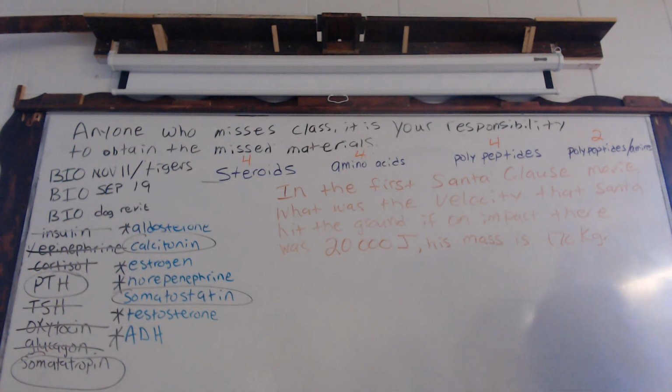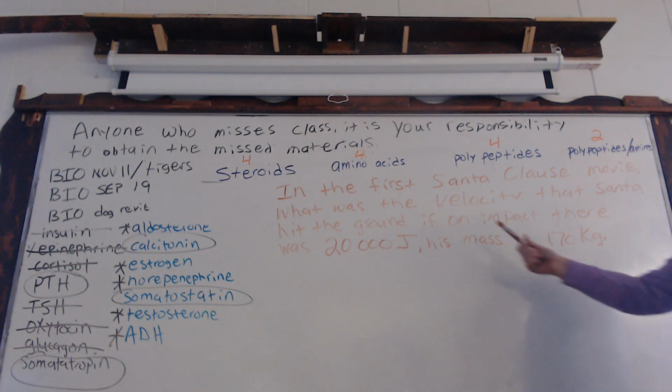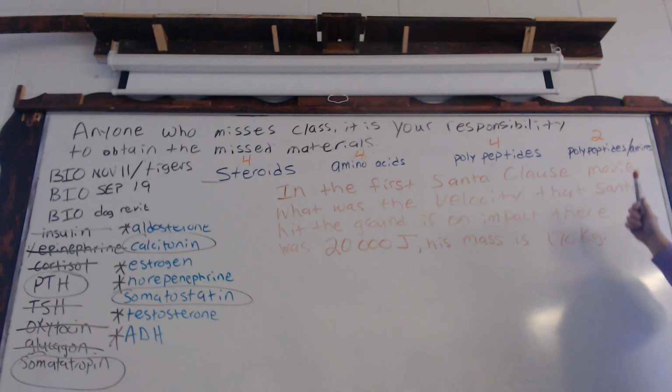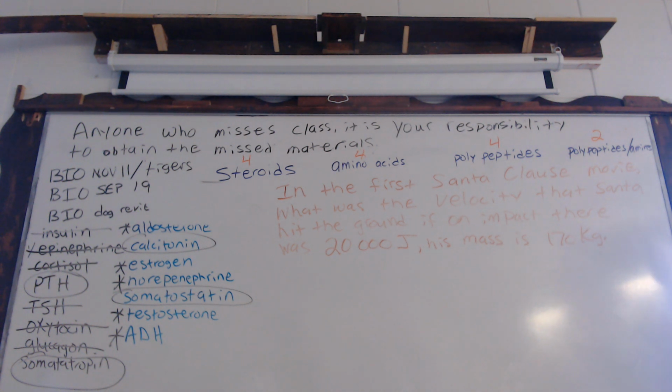Okay, so we just collected the students' papers, looked at your vocabulary, and I thought, well, let's take a look at this. In the first Santa Claus movie, what was the velocity that Santa hit the ground if on impact there was 20,000 joules, which measures what?